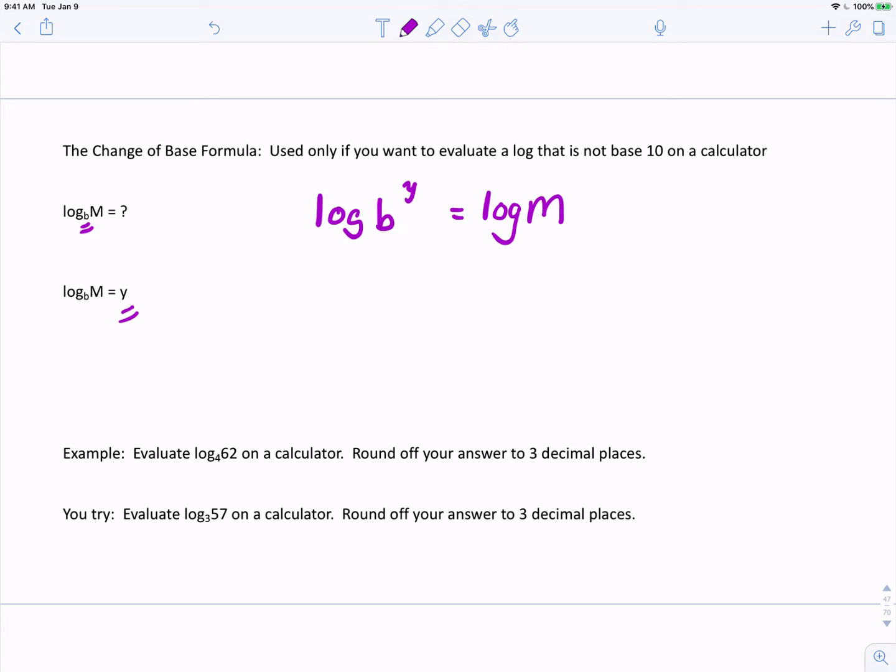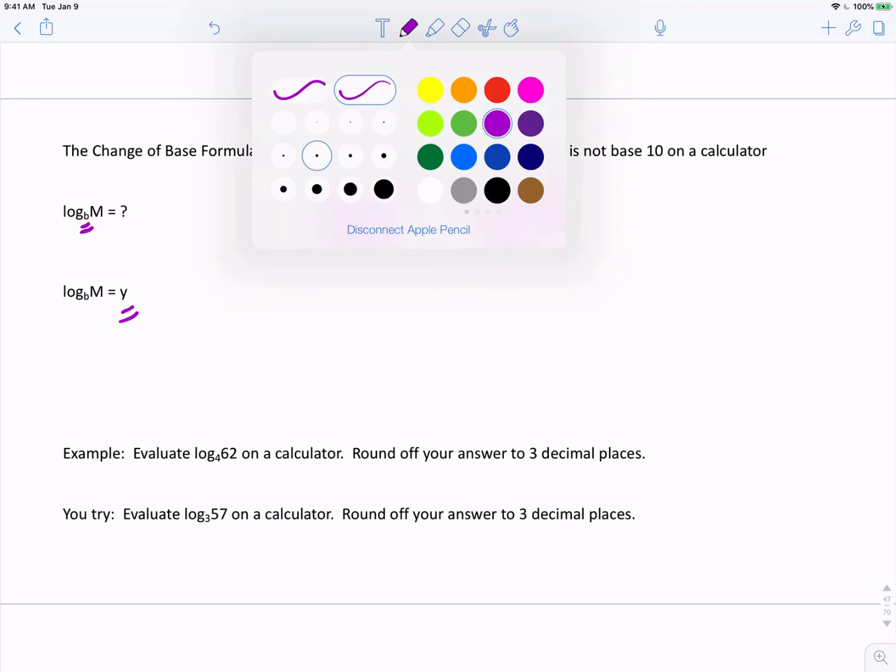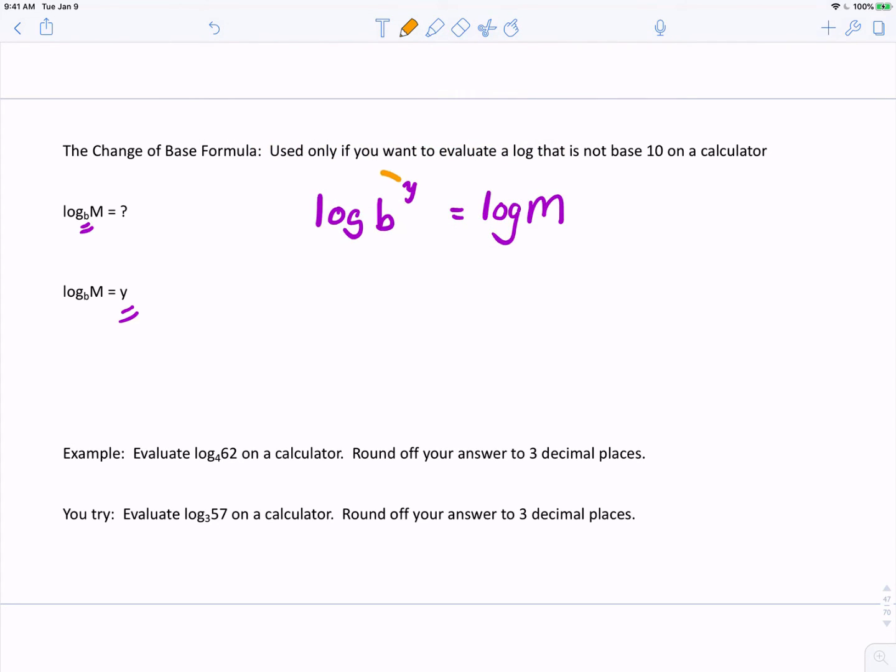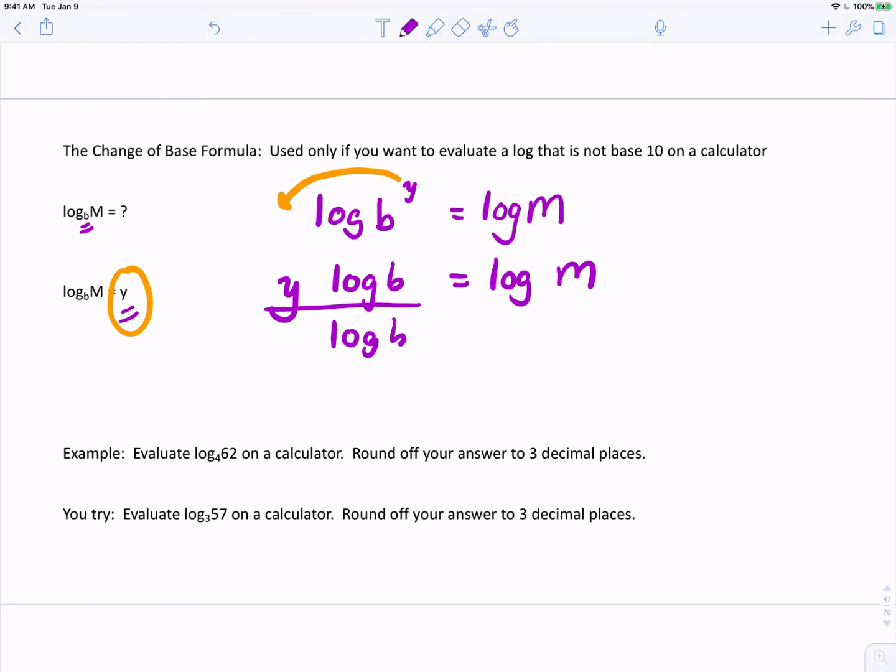You might say to yourself, well, how is this going to help me? Good question. Well, because of our properties of logs, I know I can bring down this power. And remember, what we're trying to do is figure out what y is equal to. So because of the power rule, we can rewrite this as y times log b is equal to log m. And remember, if I want to get y by itself, we'll just divide both sides by log b. And this gives us our change of base formula. If I want to know what it's equal to, we should take the log of m and divide it by the log of b.